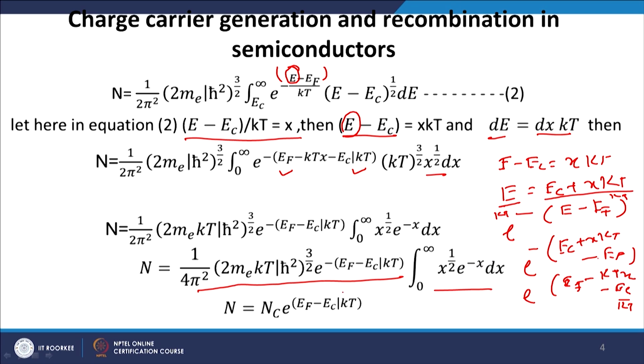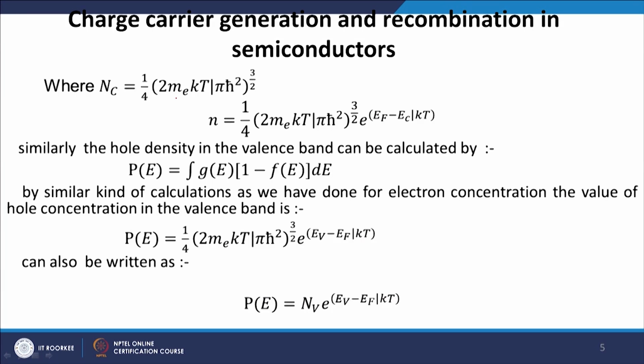Now, instead of all these constants, if I call all this constant term Nc, then I can write n is equal to Nc e to the power (Ef minus Ec) by kT, where Nc is 1 by 4 (2 m e kT by pi h bar square) to the power 3 by 2, and n is 1 by 4 (2 m e kT by pi h bar square) to the power 3 by 2 e to the power (Ef minus Ec) by kT.